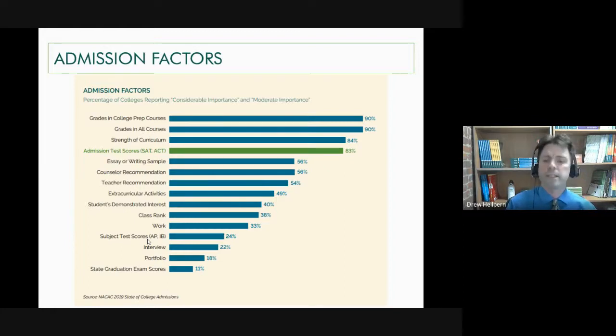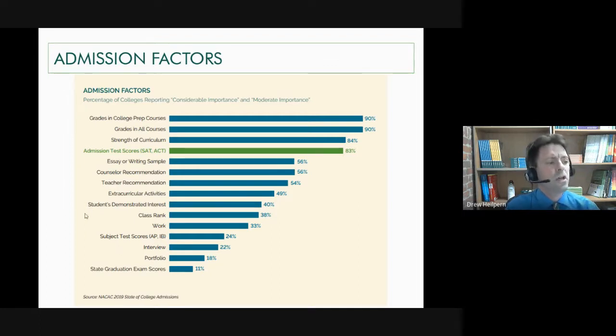The number one thing that colleges are looking at is the students' grades, their transcript, their day in and day out performance in school. The next thing that they're going to look at is what's called strength of curriculum. You'll also hear it referred to as rigor of the curriculum. Did students challenge themselves academically? Did they take advantage of the academic opportunities presented to them at Ridgefield High School?